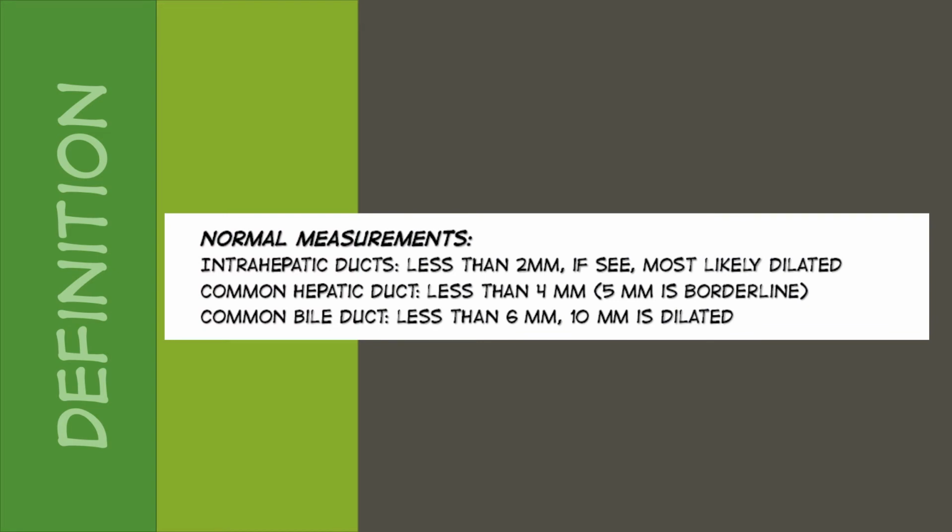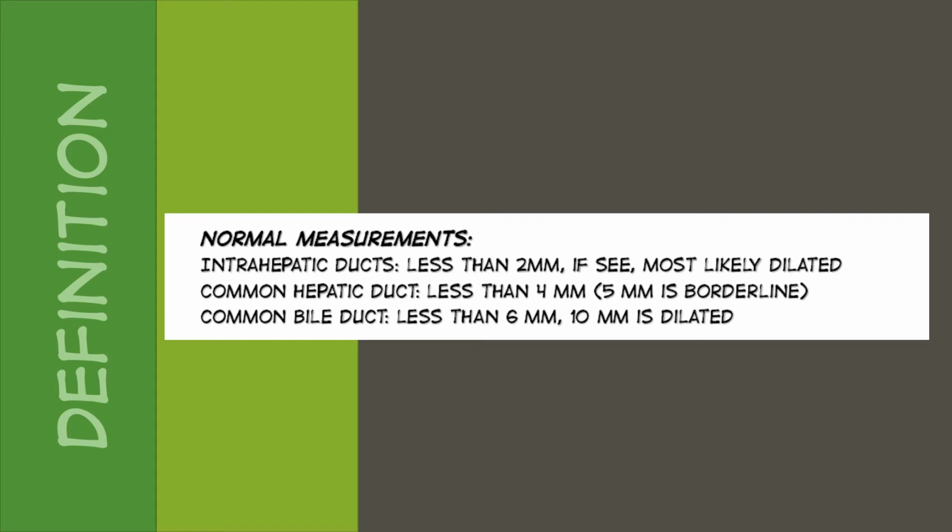To know your normal measurements is going to help you then define when something is dilated. So intrahepatic ducts, we typically can't see them. So if you think about when you're scanning your liver on your normal patients, you might be able to see the portal veins, you probably see some hepatic veins, and if you were to put color on, you'd probably see where the hepatic arteries are running.